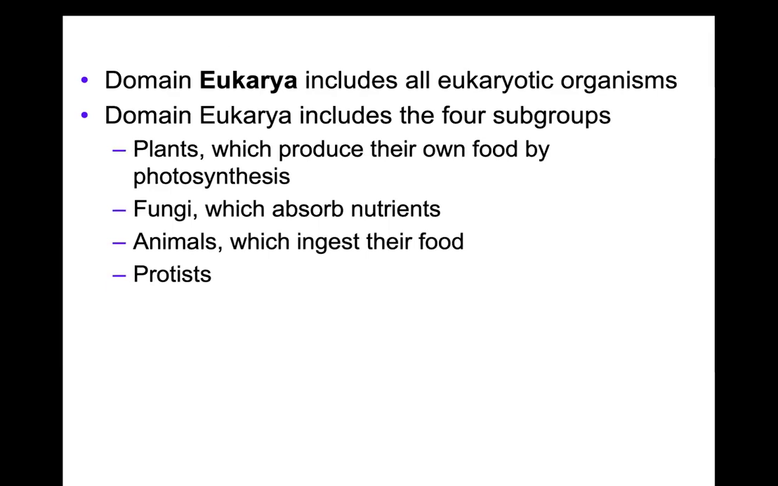The domain Eukarya includes all eukaryotic organisms. And this includes four subgroups, which include plants, which are producers, and they produce their own food by photosynthesis. Fungi, which absorb nutrients, animals, which ingest their food, and protists.